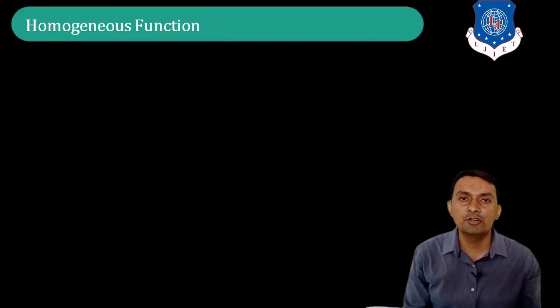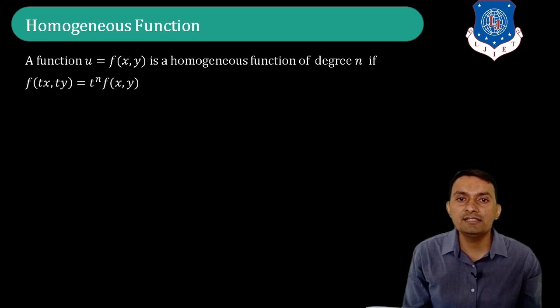Now we discuss homogeneous functions. U is equal to f of x, y is a homogeneous function of degree n if f of tx, ty can be written as t raised to n times f of x, y. That means x is replaced by tx and y is replaced by ty. If we can get t raised to n as a common quantity times f of x, y, then only we can say that the given function is homogeneous.